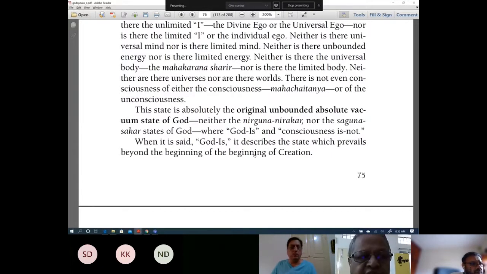Is this the Shunya of Buddhist philosophy? This is for Kamakoti.